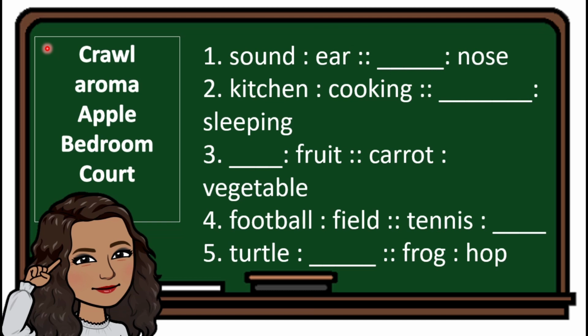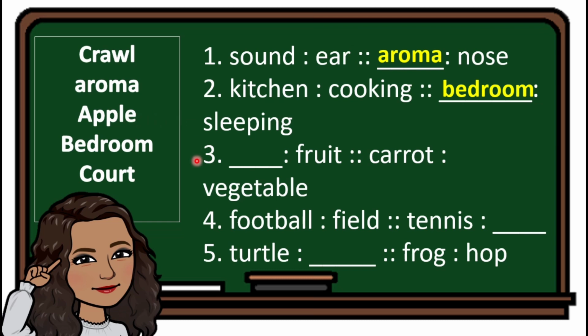Okay, time's up. I hope you are done already. Let us now answer number 1. Sound is to ear as blank is to nose. The correct answer is aroma. Number 2. Kitchen is to cooking as blank is to sleeping. The correct answer is bedroom.